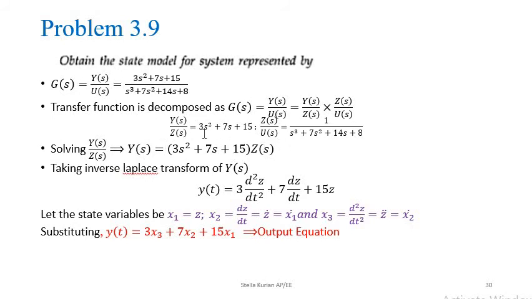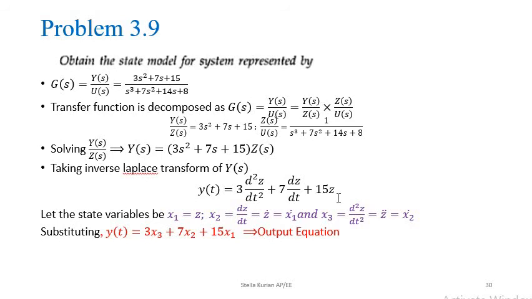Now we will take the first part. We need to solve the numerator part, that is, Y of s by Z of s, which is equal to the numerator polynomial. If you cross multiply this first part, you will get Y of s equal to 3s squared plus 7s plus 15, into Z of s. Now if you take the inverse Laplace transform, you can write it as y of t equal to 3 d squared z by dt squared plus 7 dz by dt plus 15z.